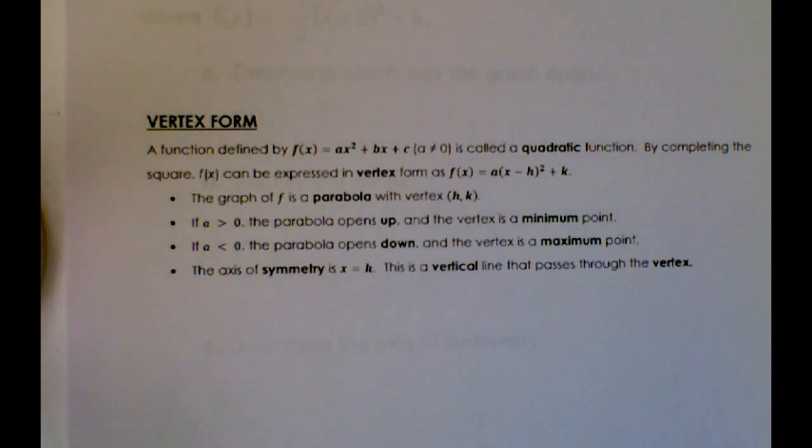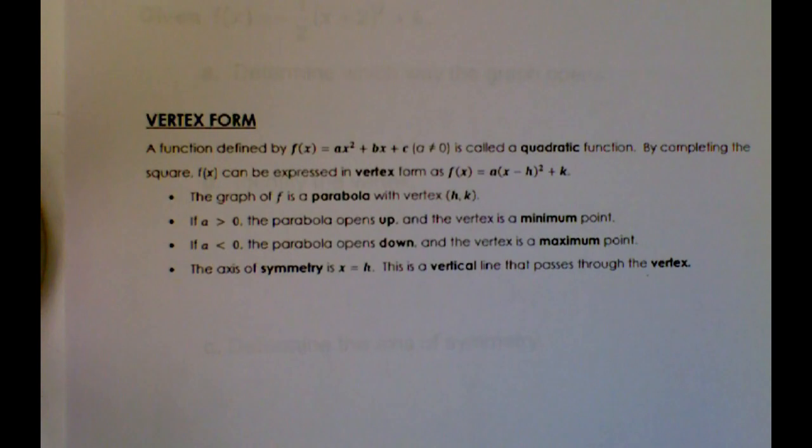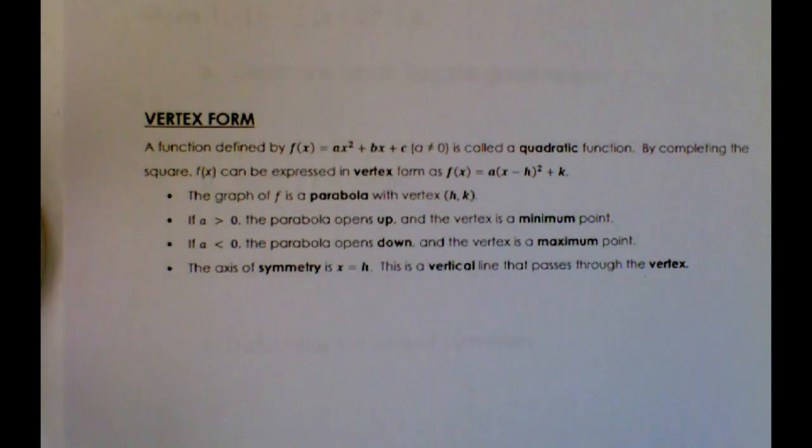If a is greater than 0, your parabola will open upward and the vertex will be a minimum. If a is less than 0, the parabola will open downward and the vertex is a maximum. And the axis of symmetry is always x equals h, which is a vertical line that passes through the vertex.